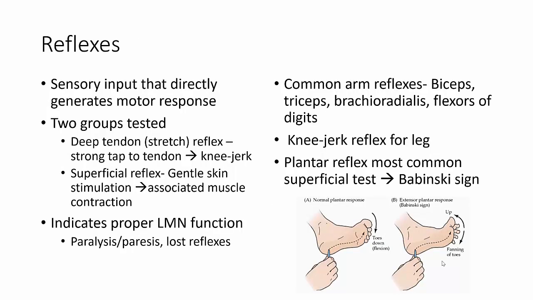Reflexes, of course, are a good one. Sensory input is going to generate a direct motor response. There's two groups tested, the deep tendon stretch reflex and the superficial reflex. So the deep tendon stretch reflex is when they do a strong tap on a tendon, like the knee jerk, for example, when they tap your knee and your knee pops up.